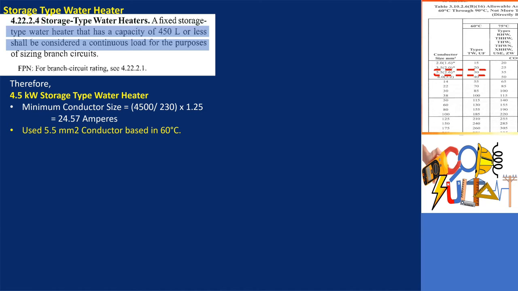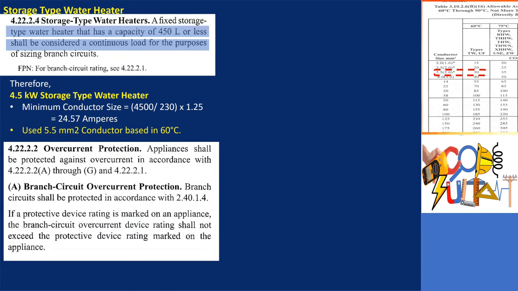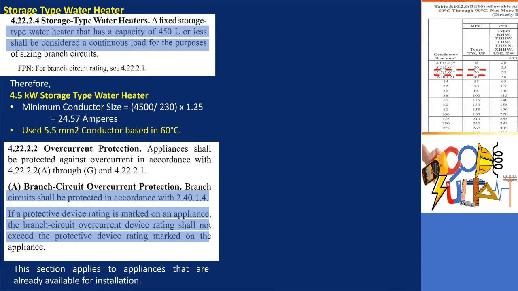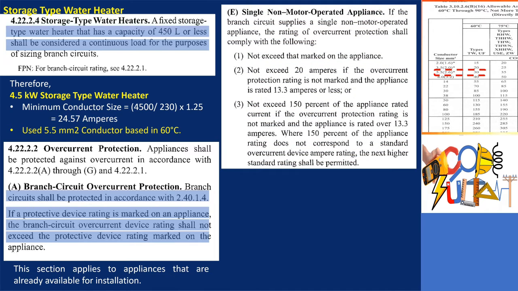The branch circuit protection for appliances is outlined in section 4.22.2.2, overcurrent protection. In subsection 4.22.2.2a, it is stated that if an appliance has a marked protective device rating, the branch circuit overcurrent device rating must not exceed the marked protective device rating for the appliance. This section applies to appliances that are already available for installation. However, if the appliance is not yet available, section 4.22.2.2e is to be followed. Section 4.22.2.2e pertains to single non-motor operated appliances.